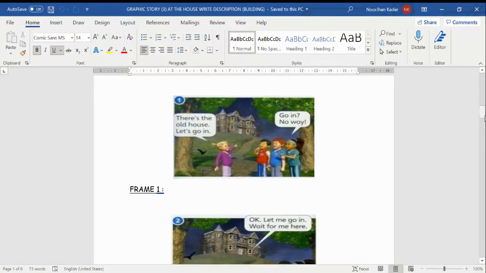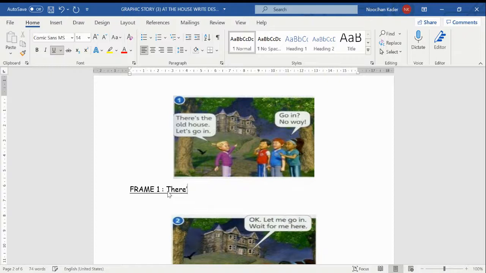Okay, first thing we have to see in frame 1. In frame 1, what is the important dialogue which describes something? It doesn't matter whether it describes the super friends or the surrounding area, or the big old house. So if you see here, there's the old house. Let's go in. Go in, no way. So we can clearly say that that's the old house. Let's go in. So this is the one that actually describes something. This sentence shows there is some description.